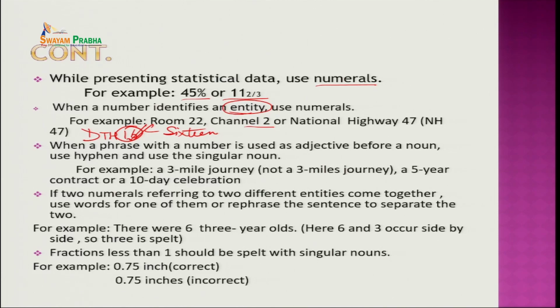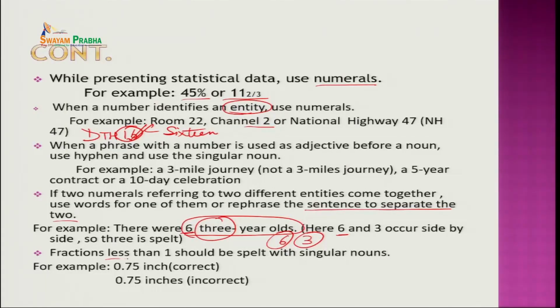Then further, while talking about two numerals referring to two different entities coming together, use words for one of them or rephrase the sentence to separate the two. For example, there were 6 three-year-old. Now, 6 and 3 come together. Am I supposed to use 6 and 3 in numeral form? No. You should keep in mind that the first number will be written in numeral form and the second one will be written in words form. Remember my dear friends, when two numbers come together, the first one will be written in numeral form and the second one in words form.